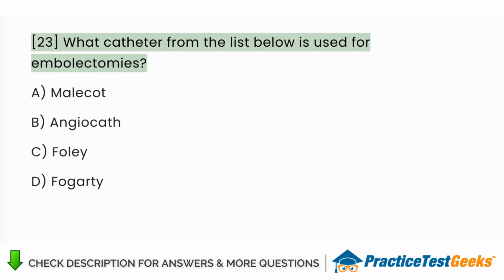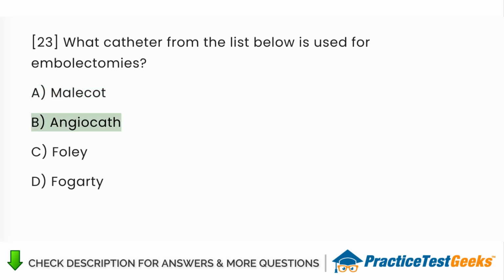What catheter from the list below is used for embolectomies? A. Malacot. B. Angiocath. C. Foley. D. Fogarty.